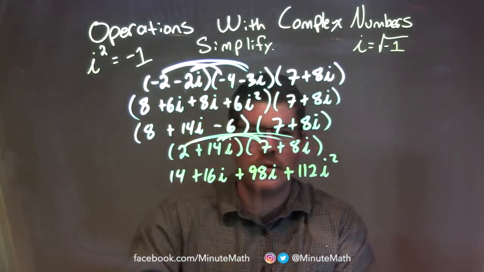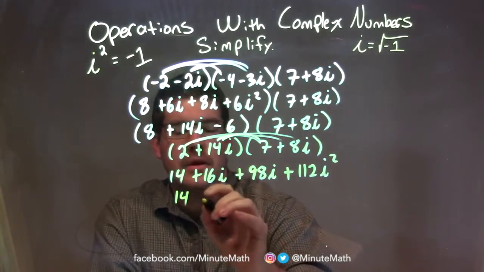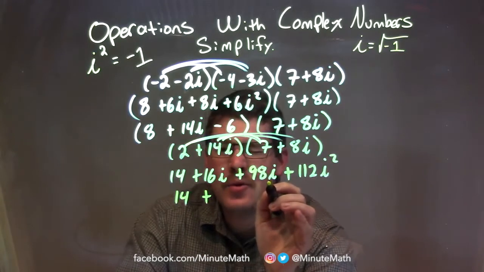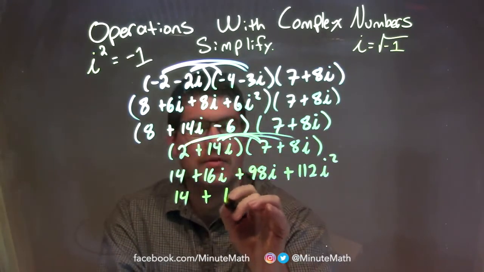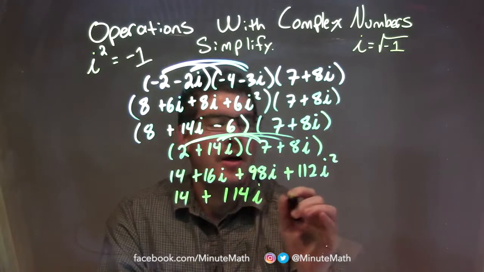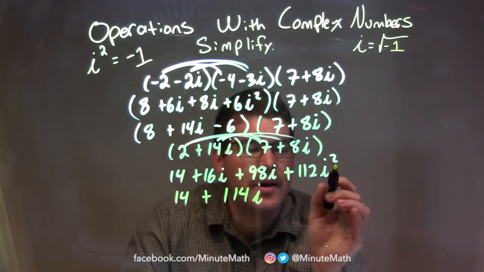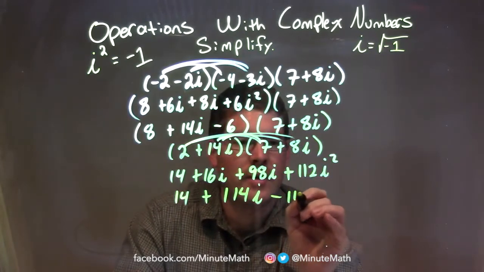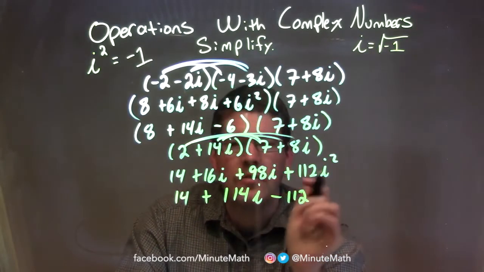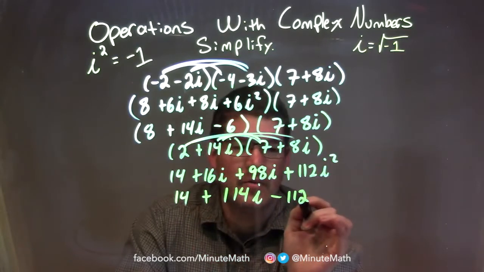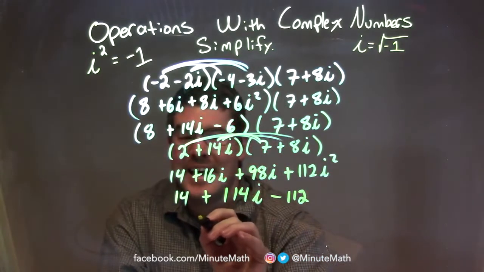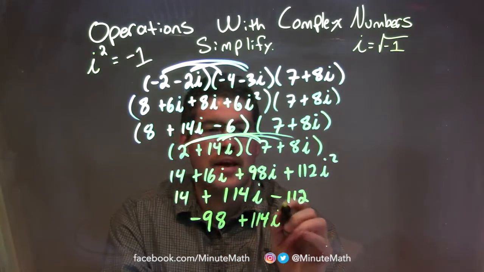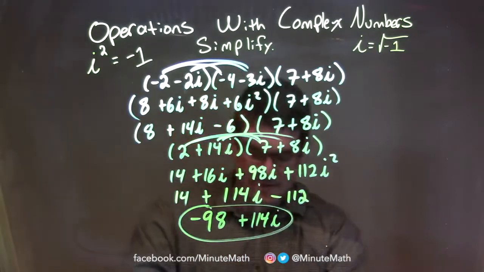So let's combine these two in the middle. All right, so we have 14 here, plus, well, 16i plus 98i. Off the top of my head, it is 114i. And then here, well, i squared is a negative 1. All right, negative 1 times 112 is negative 112. So we have minus 112 right here. Okay? So now we have to combine 14 and negative 112, which comes out to be a negative 98. So we have negative 98 plus 114i. And that is our final answer.